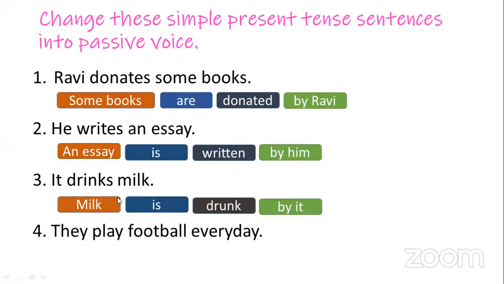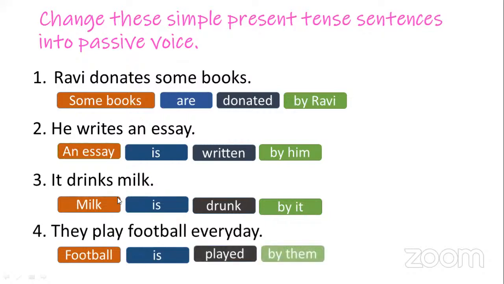Right. Next, they play football every day. What is the object of this sentence? Every day is not the object. Most of the students take every day as the object. It's wrong. Football is the object, so we have to take the object as the subject and change the sentence into passive voice. Football is played. Play becomes played. They becomes them. We have to add by. Football is played by them.